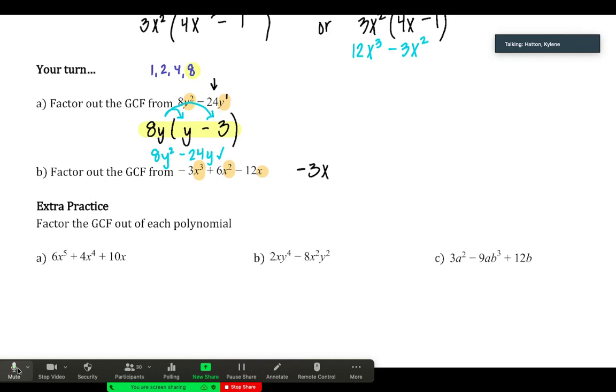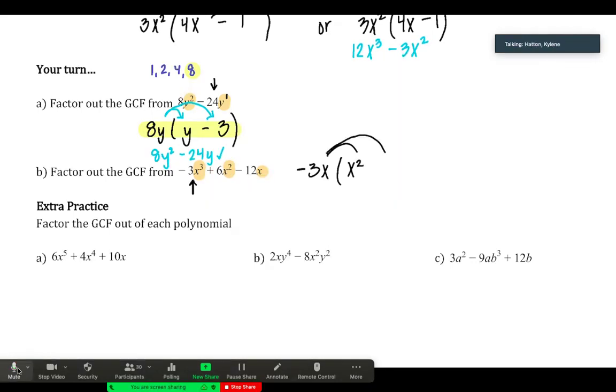So if I factor out that negative 3x, remember I'm just doing the opposite of distributing. So I can think, negative 3x times what is going to get me back to negative 3x cubed? Well, the negative 3 stays the same, but I have to get from my x to my x cubed. So to get from x to x cubed, I have to multiply in an x squared.